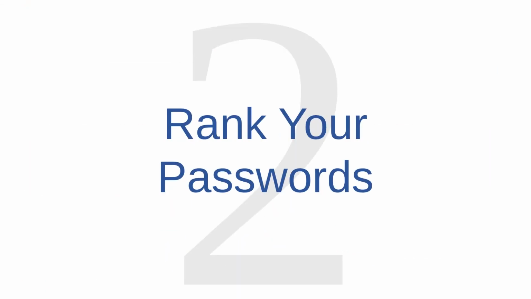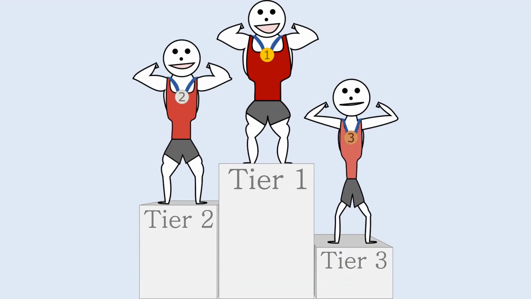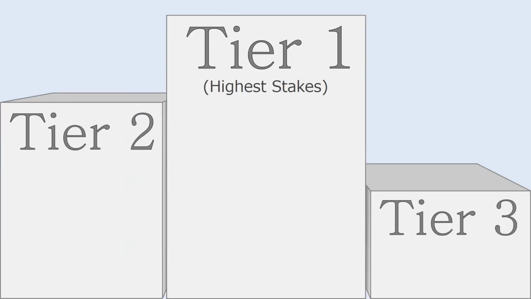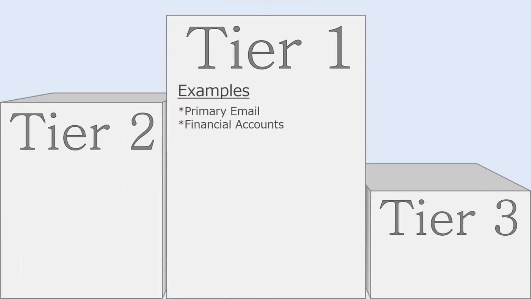Password management tip number 2 is to rank your passwords. One way to cut down on the number of passwords that you have to remember is to rank your accounts into 3 tiers and to treat your passwords differently depending on which tier it falls into. In the first tier are the accounts where you have the most at stake. For example, your primary email account and your financial accounts would be Tier 1 accounts.